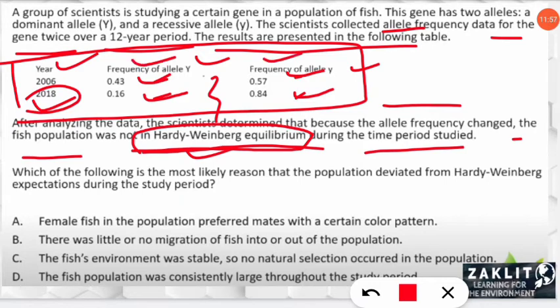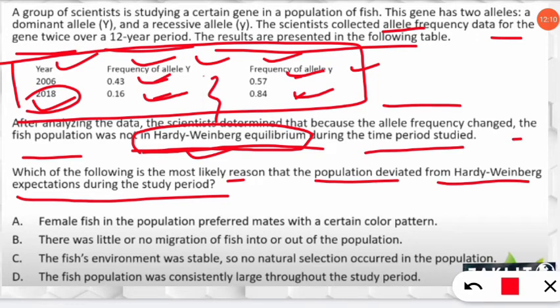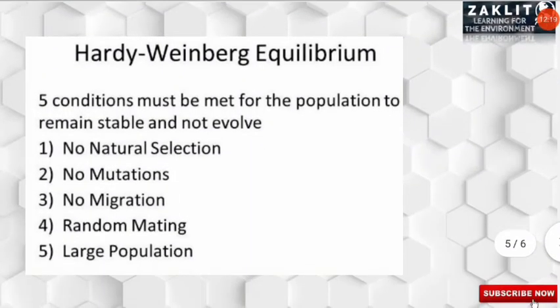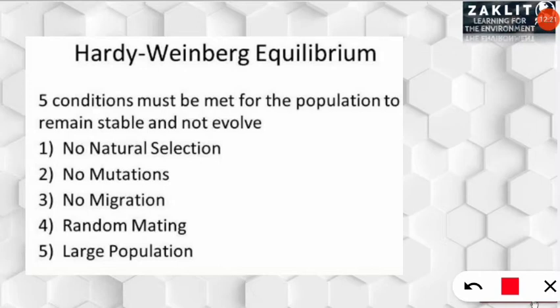So the question is asking which of the following is the most likely reason that the population deviated from the Hardy-Weinberg expectation during the study period. So which reason could be the cause for which this fish population did not follow Hardy-Weinberg equilibrium. For that, we should know what the 5 things are that we should consider if we are considering a population under Hardy-Weinberg equilibrium.